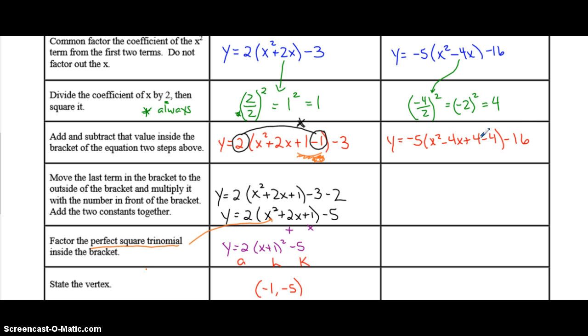So remember, you need this 4 to make the perfect square trinomial, so we want to get rid of this -4. So this -4 gets multiplied with the a value because we're using the distributive law on that term only, and you're going to multiply them together. -5 times -4 is +20. That will come out to the outside of the bracket and join the -16. And -16 plus 20 is equal to 4.